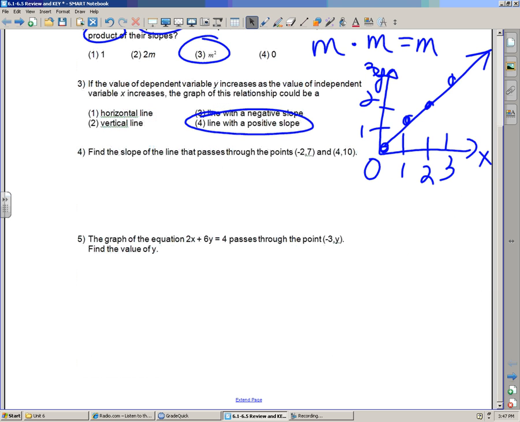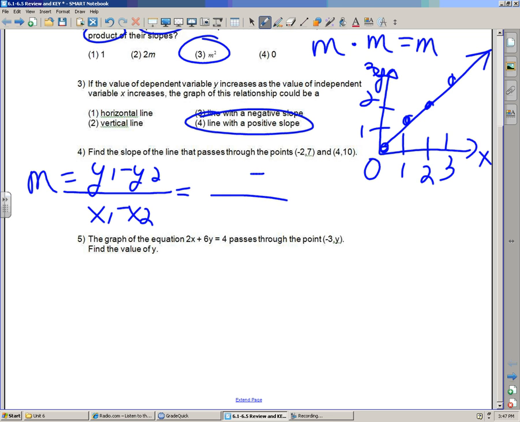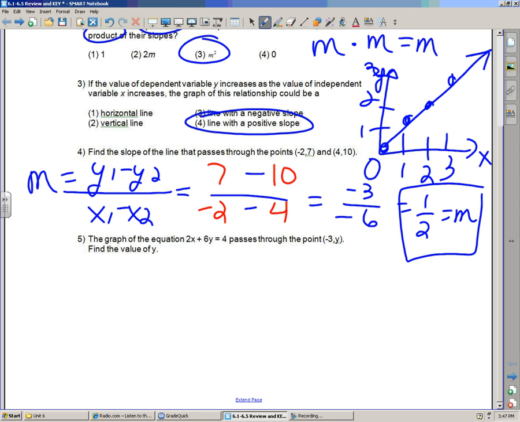If we want to find the slope that passes through these distinct points, well, the slope formula is just m equals y1 minus y2 over x1 minus x2. Then the y values become 7 and 10. The x values are negative 2 and 4. When you do the math, we get negative 3 over negative 6, which means the slope is just 1/2.